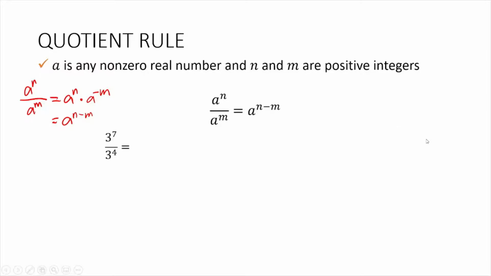Example, we have here 3 raised to the power of 7 divided by 3 raised to the power of 4. Okay. For now, let's do this the long way. Okay, I will not be directly applying the rule, so we can check if it truly works. All right. So here we have, on the numerator, 7 factors of 3. So that would be 1, 2, 3, 4, 5, 6, 7. Okay. And then on the denominator, we have 4 factors of 3. So that would be 1, 2, 3, and 4.